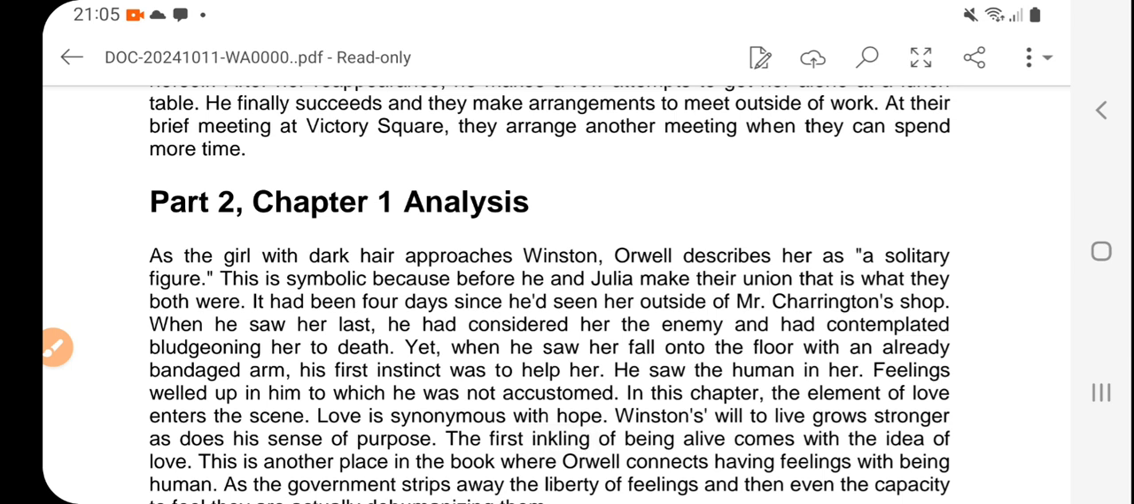So they meet outside, at Victory Square, where Winston Smith lives. They meet there, but they know they are under surveillance, so they arrange another meeting when they can spend more time.